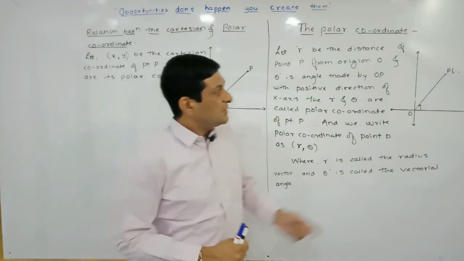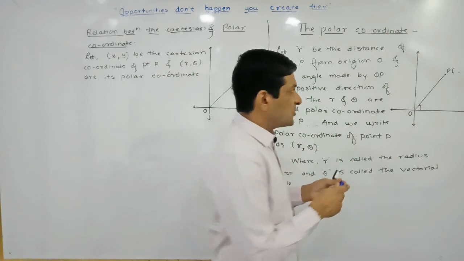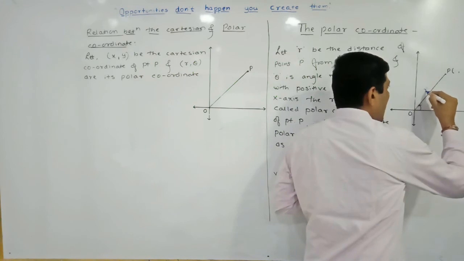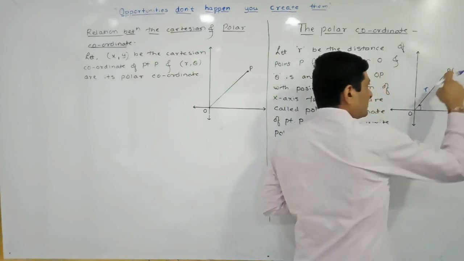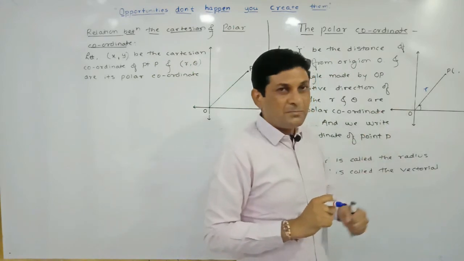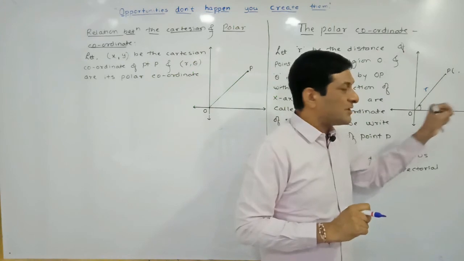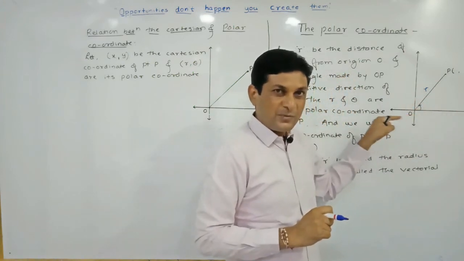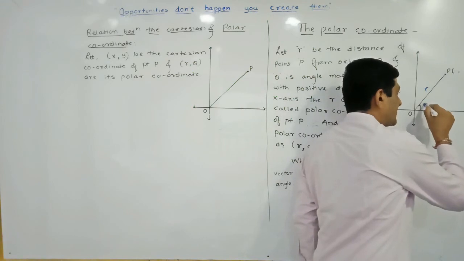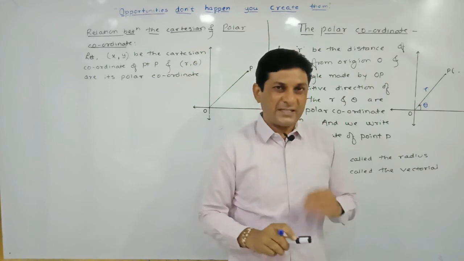So here, let us consider one point in the plane and let the distance of this point from the origin be equal to r. Here r represents the distance of the point from the origin. If we denote the origin by O, then the angle made by OP with the positive direction of the x-axis, I am denoting by theta. Theta is nothing but the angle made by OP with the positive direction of the x-axis.